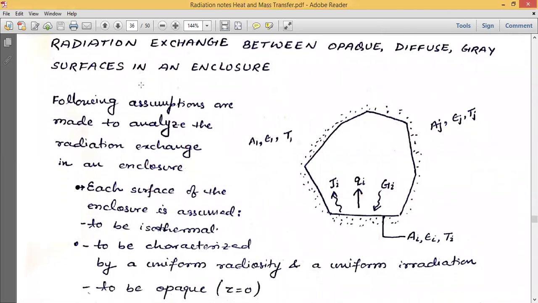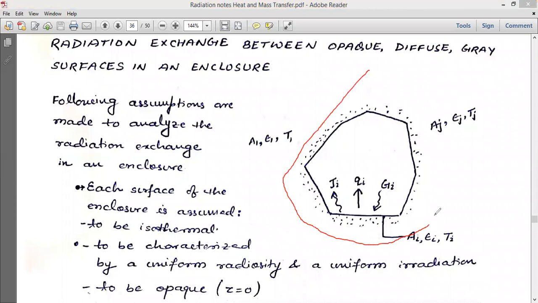Suppose there is an enclosure which consists of n surfaces. Say surface 1, surface 2, surface 3, surface J, surface N, something like this. So there are n surfaces, and all these n surfaces are opaque, diffuse, and gray. So we have drawn a schematic for an enclosure which consists of n such surfaces. Before analysis, let us make a few assumptions.